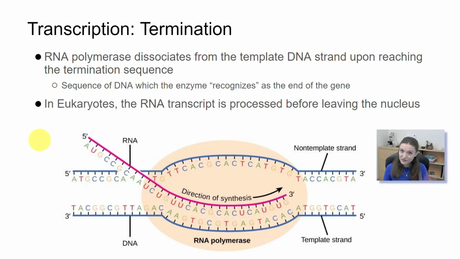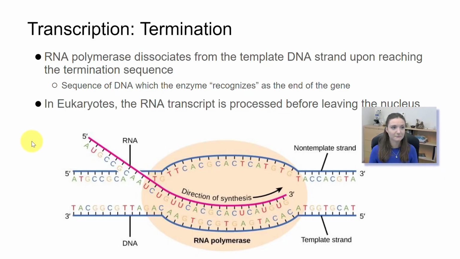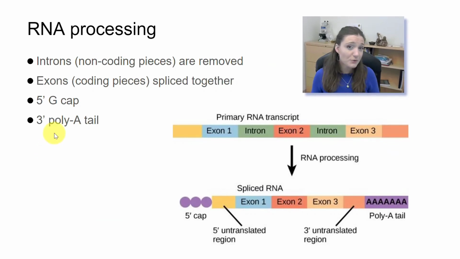Okay, so we're still in the nucleus right now because DNA is in the nucleus. DNA does not leave the nucleus. We haven't left the nucleus yet. So all of transcription happens in the nucleus. In eukaryotic organisms, RNA will be processed before it leaves the nucleus.